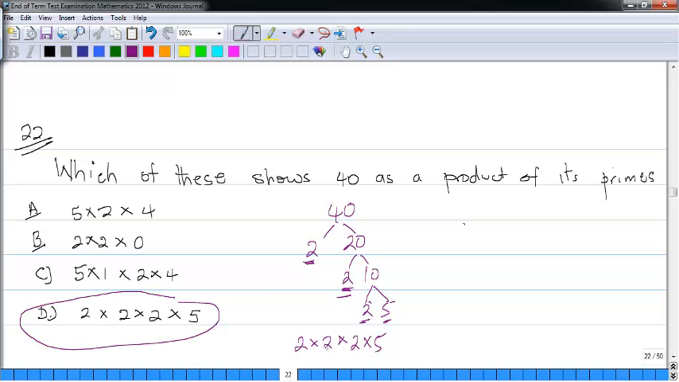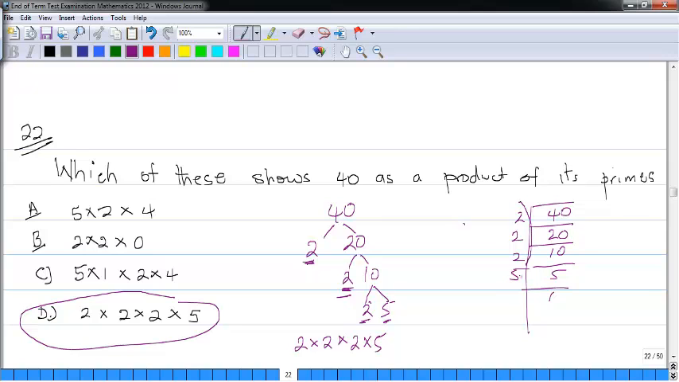So 2 times 2 would be 4, 4 times 2 would be 8, and 8 times 5, 8 5s is 40. So we prove that the answer D is correct. We could also look at it using the ladder approach. We have 40 and we start with our lowest prime, 2. 2 could go into 40 20 times. 2 could go into 20 10 times. 2 could go into 10 5 times, and 5 could go into 5, of course, 1 time.